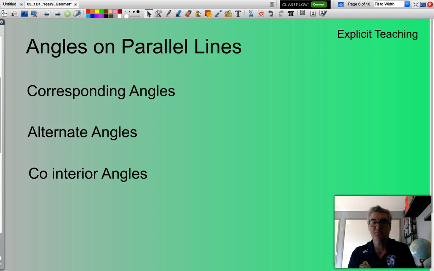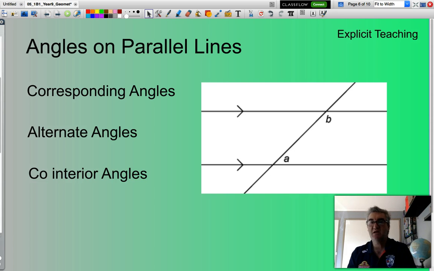And co-interior angles. These are two angles. So here again, here are my parallel lines, my transversal. They're on the inside, co-interior, and you notice they're both on the same side of the transversal. And this time, angle A plus angle B will give me 180 degrees. When I add those two up, I will get 180 degrees. So these are co-interior angles, or you could consider those to be called interior co-interior angles.